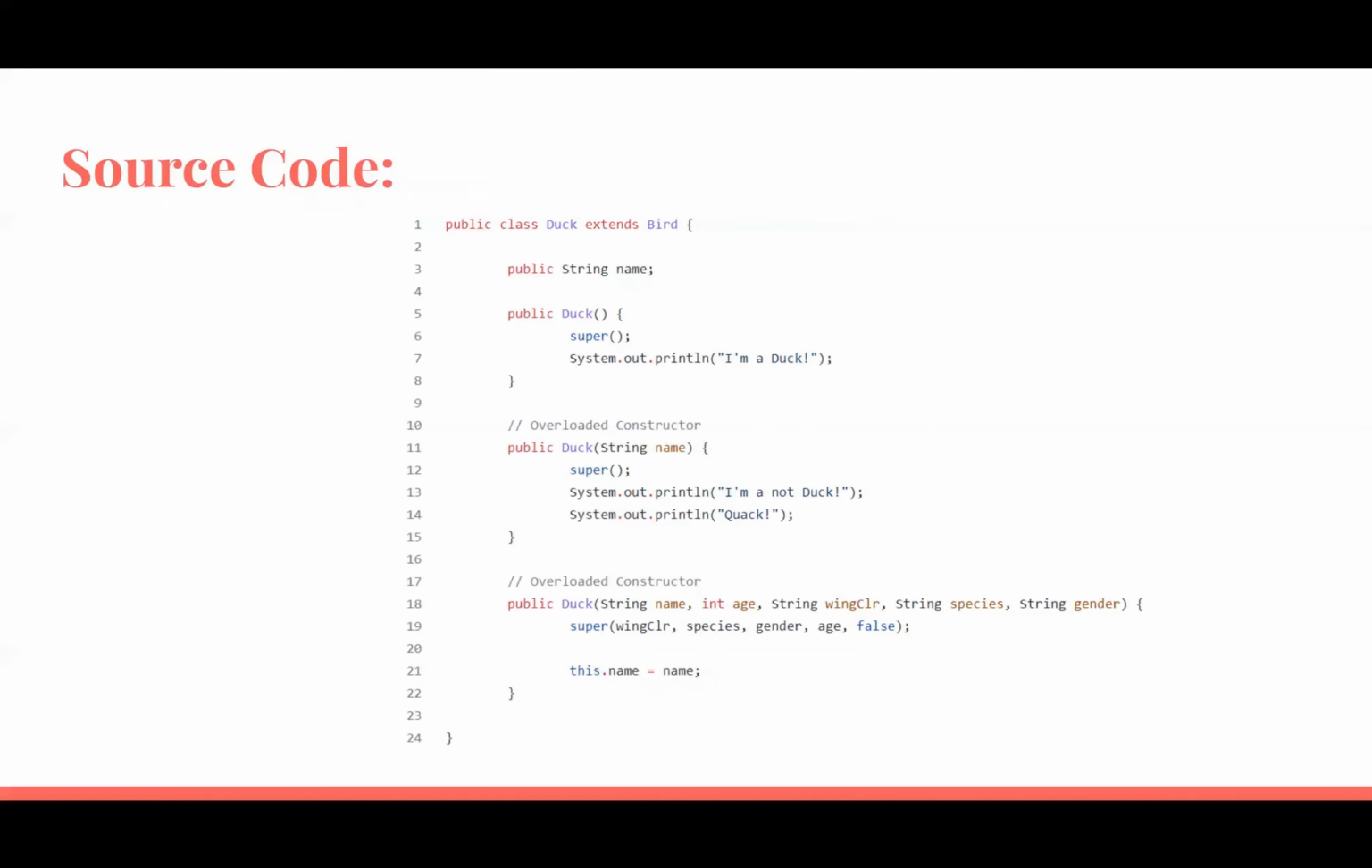This is represented by the is-a symbol from the duck to bird in our domain model because the duck is a bird. Also, in our domain model, the weak relationship symbol between duck name and duck connects to the third line of the source code, public string name, as a duck has its own name but is not dependent on it to function.